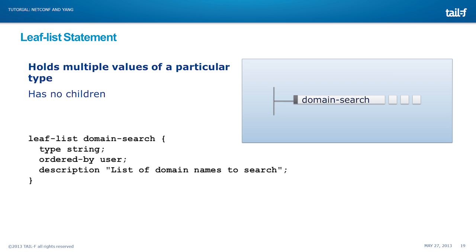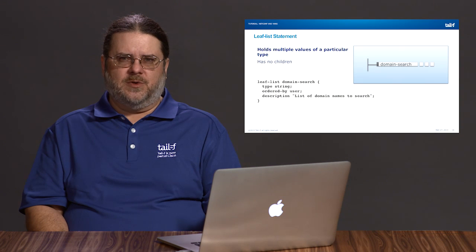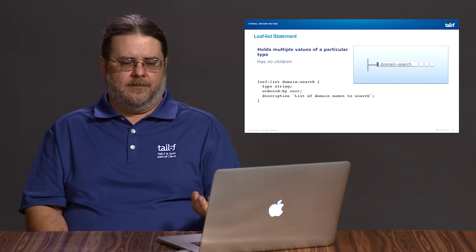Ordered by user could be useful. So for example, this leaf list that's called domain search. This is a list of domain names that we want to search, and we also want to make sure that they are searched in a particular order. So maybe most specific to most general, closest server to furthest server. So here they've been declared ordered by user to control that order.